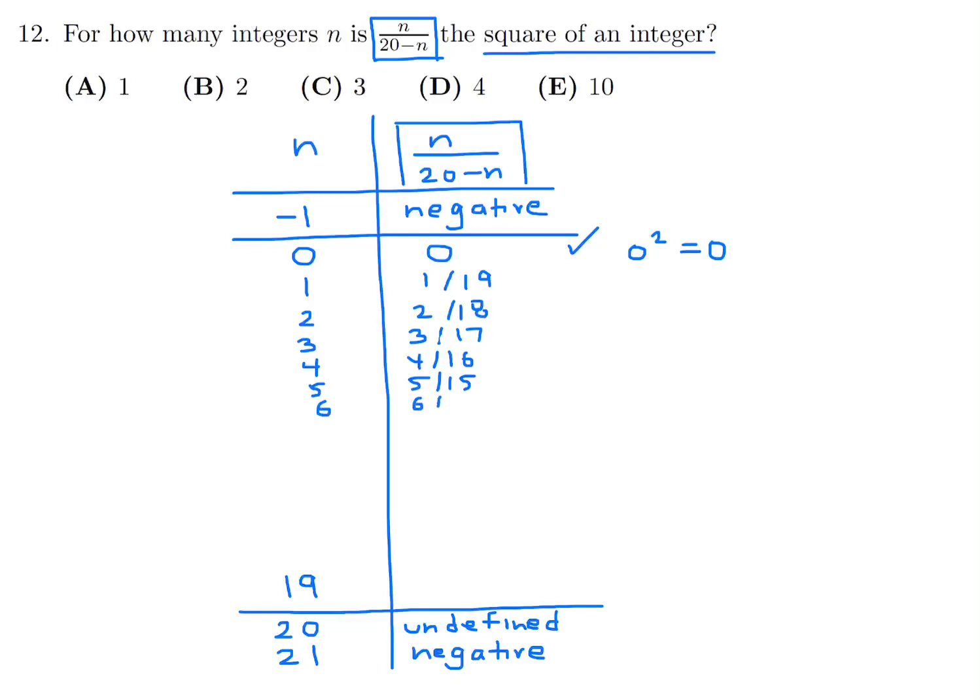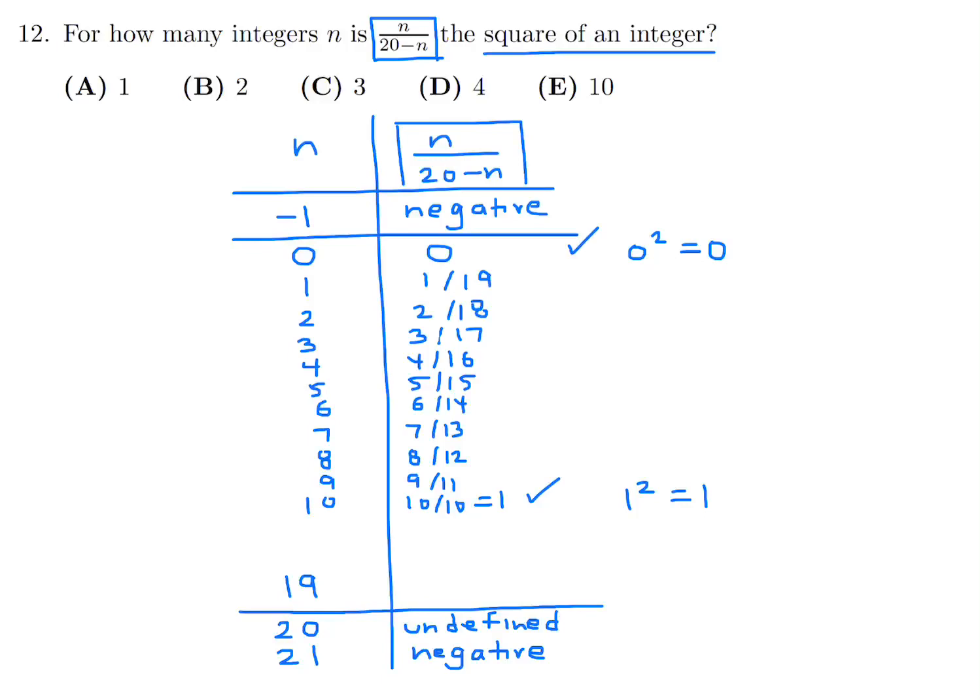6 is 6 over 14. 7 is 7 over 13. 8 is 8 over 12. 9 is 9 over 11. 10 is 10 over 10, which is 1. Is 1 the square of an integer? Yes, it is, because 1 squared is 1. So we've got 2 now.